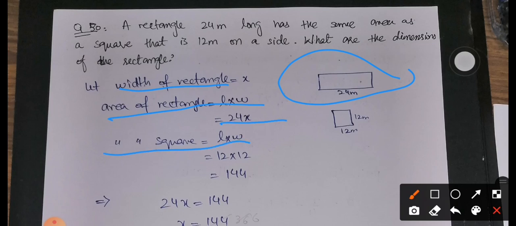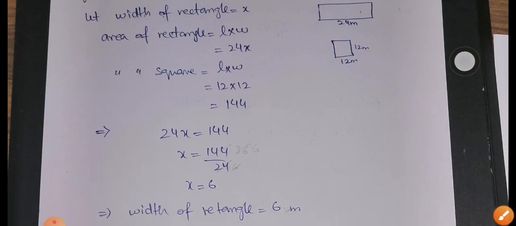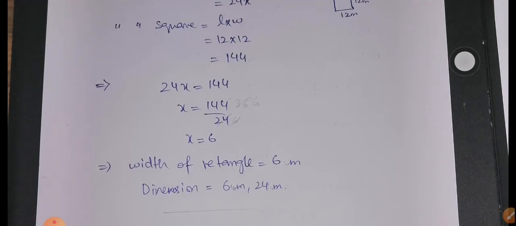And the area of a square is simply the multiplication of the two sides, or again length into width. So 12 into 12 is going to be 144. Now according to the given condition, both have the same area. So the two expressions must be equal, that is 24x must be equal to 144, x is equal to 6, that is the width is going to be 6 meters, and the dimensions are going to be 6 meters by 24 meters.